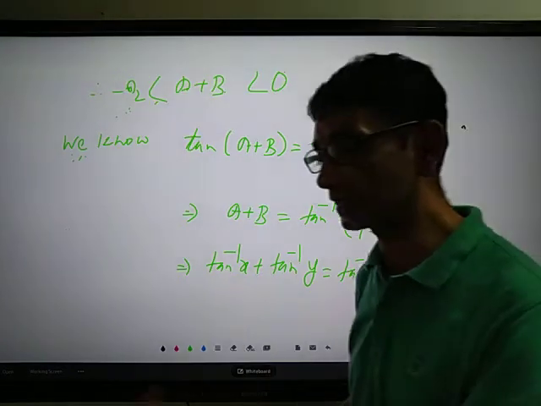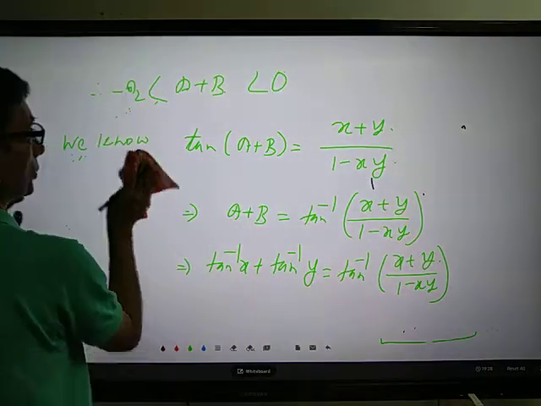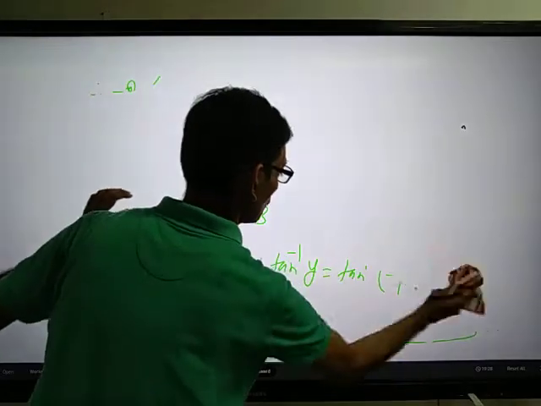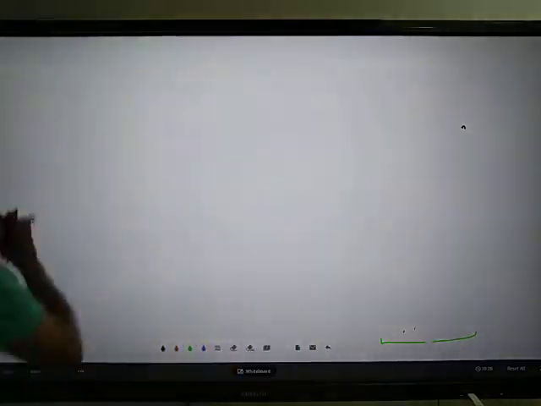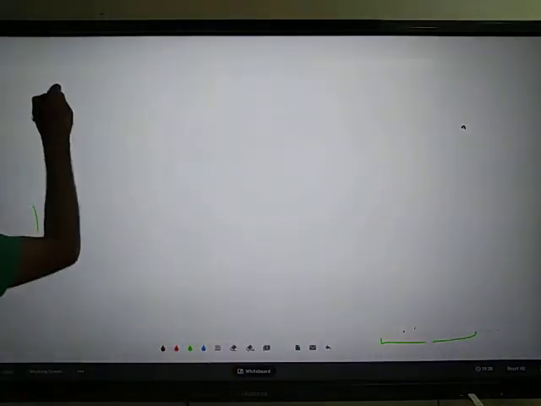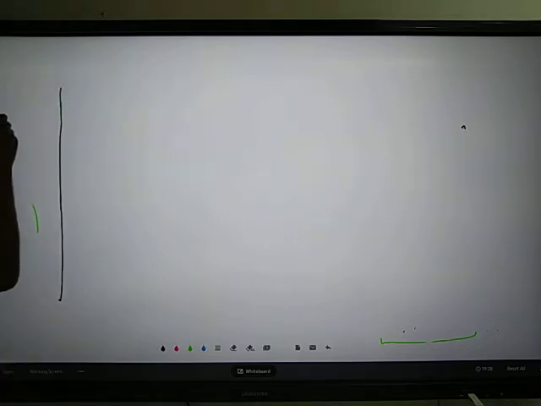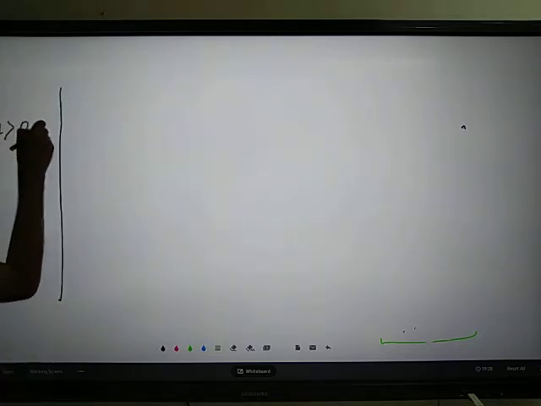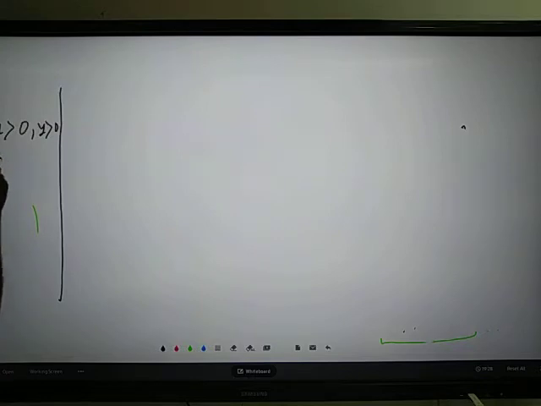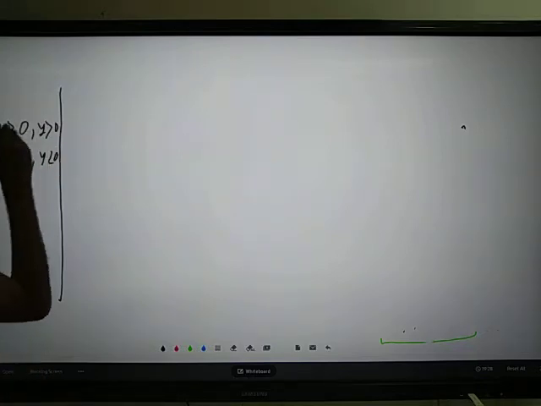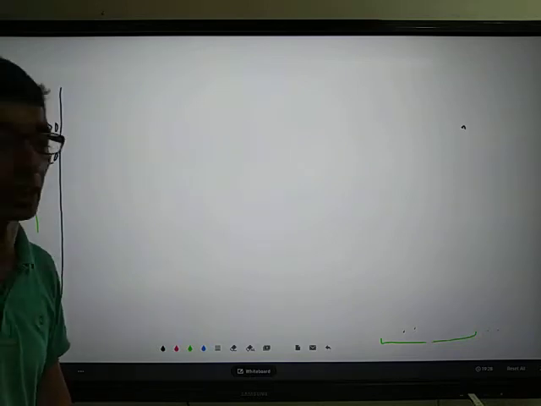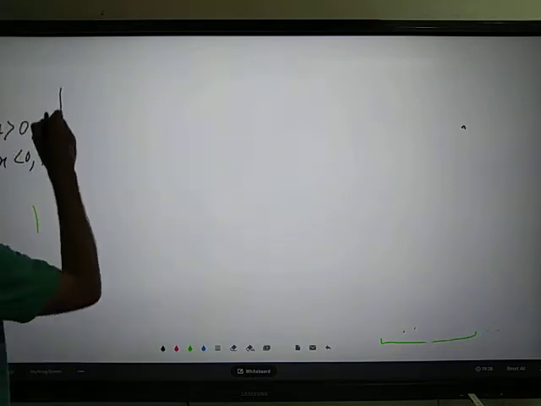So let's see, is there any case left out? What are the two cases we have done? For the first case, we have done x greater than 0 and y greater than 0. For the second case, we have done x less than 0 and y less than 0. These are the two cases we have done. So what is the third case we are going to do?